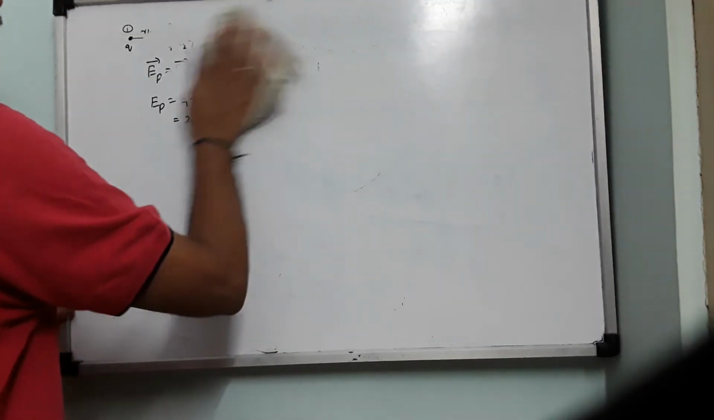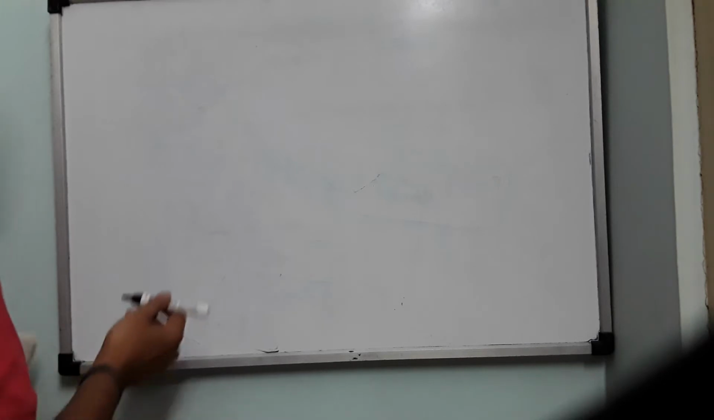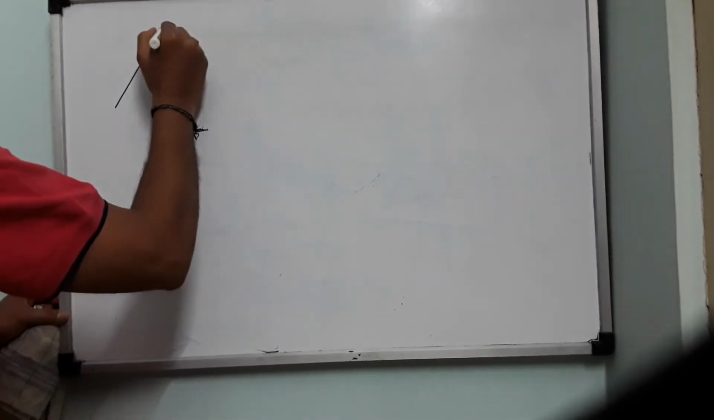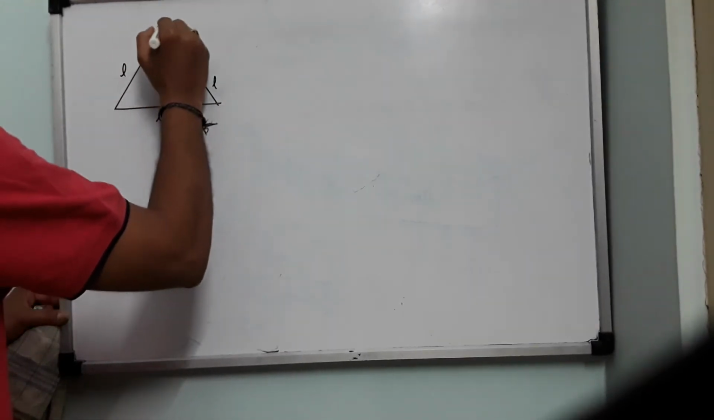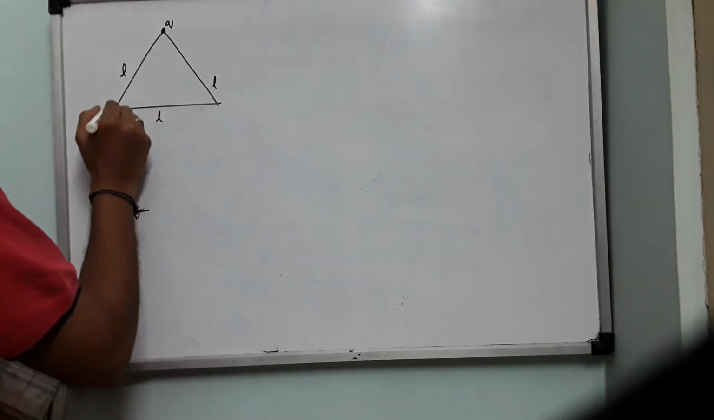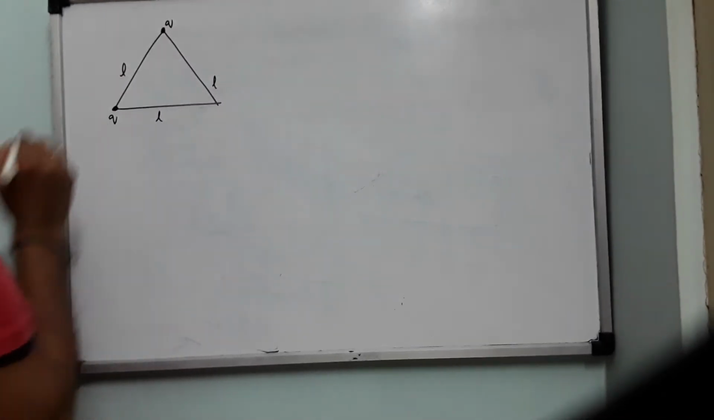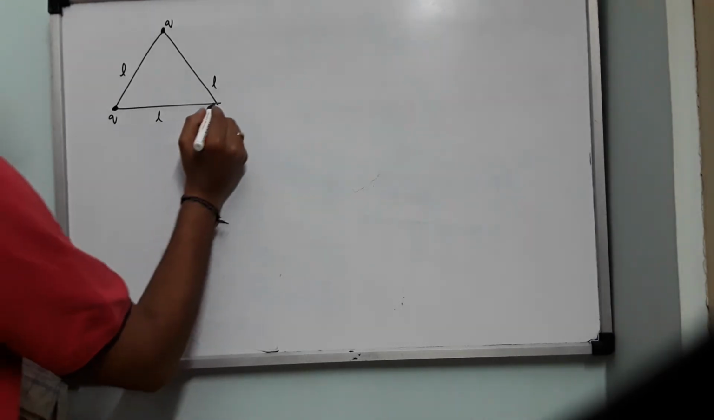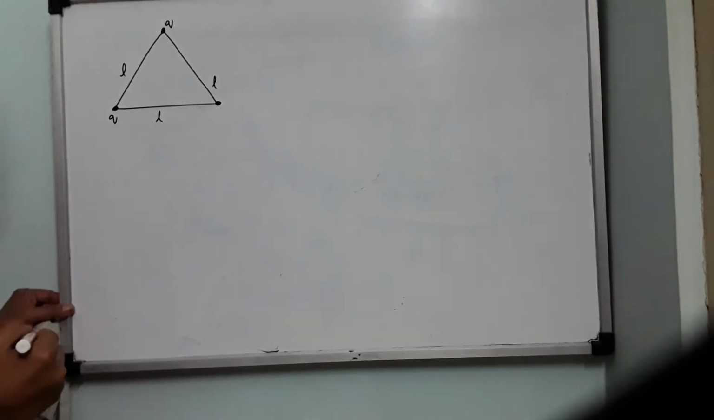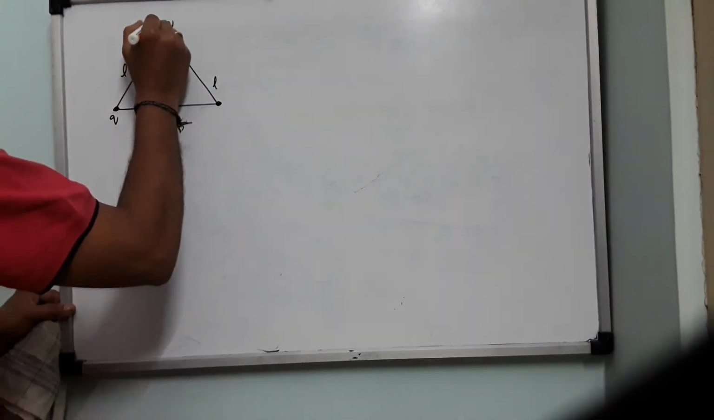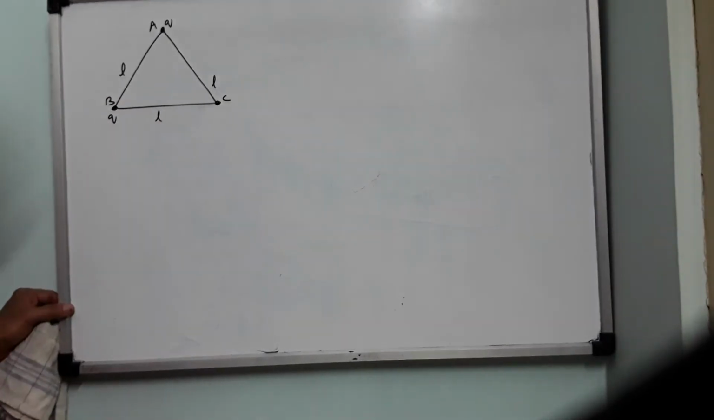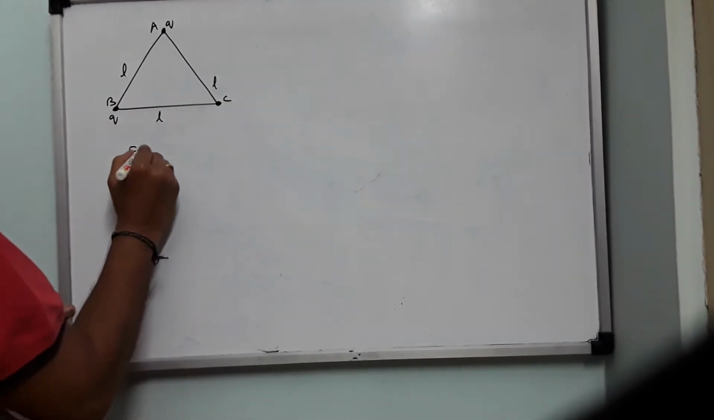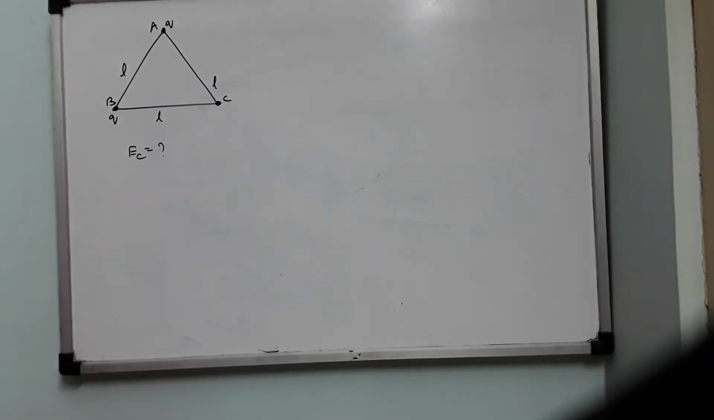Let me give you another example. We have an equilateral triangle of side L, and here a charge Q is placed, and at another vertex an equal magnitude of charge is placed, and you need to calculate the net electric field available at this point. Let me name this charge as A, this charge as B, and this corner as C. So what is the net electric field available at point C?